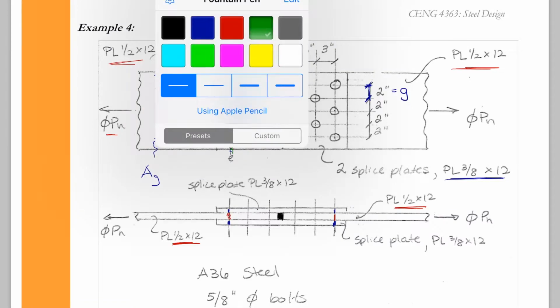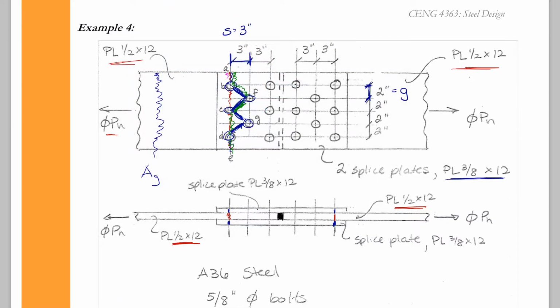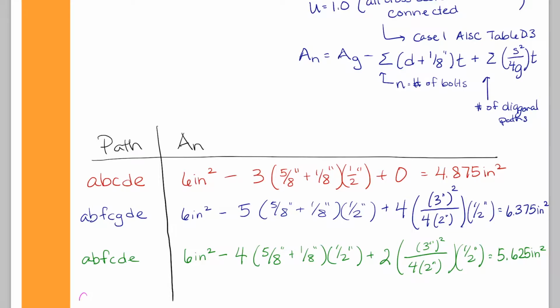We can then look at a path like A, B, C, G, D, E. But we should be able to notice that A, B, C, G, D, E is pretty much the exact same path as A, B, F, C, D, E. And so this will still result in 5.625 inches squared. And so it's still not the critical path for us.